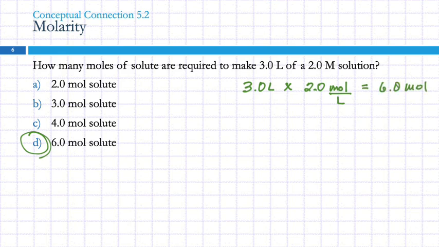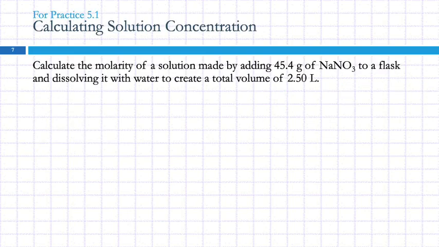So 3 liters times 2 moles per liter, the liters cancel out and gives us 6 moles. This is a conceptual problem, so we're supposed to just do that in our heads, but any questions? So here's one with a little more calculating.